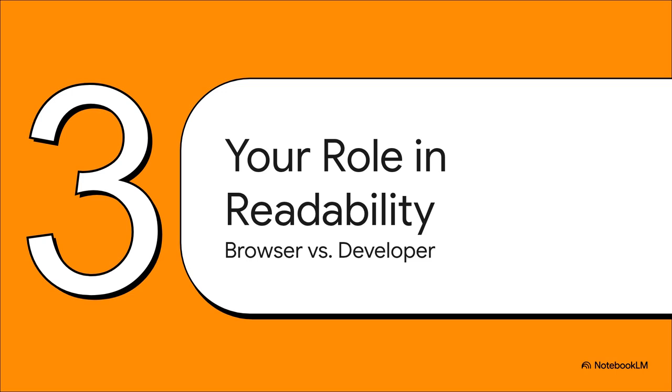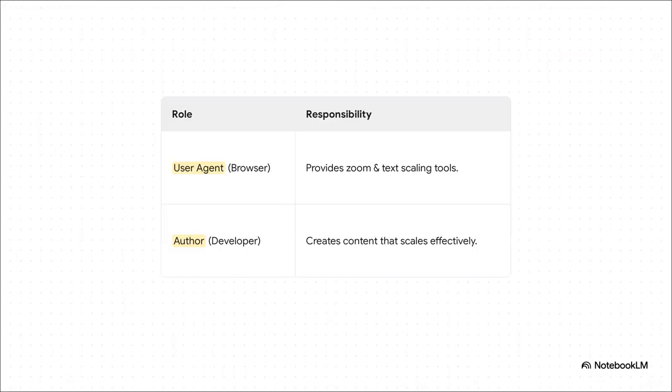Okay, so we've covered the what and the why. Now let's get into the how. It really all boils down to understanding whose job is what. Think of it like a partnership. You've got the browser, the spec calls it the user agent. Its job is to provide those zoom and scaling tools. But then there's the developer, the author, and their responsibility is to build websites that don't fight against those tools. Your code needs to let the browser do its job.